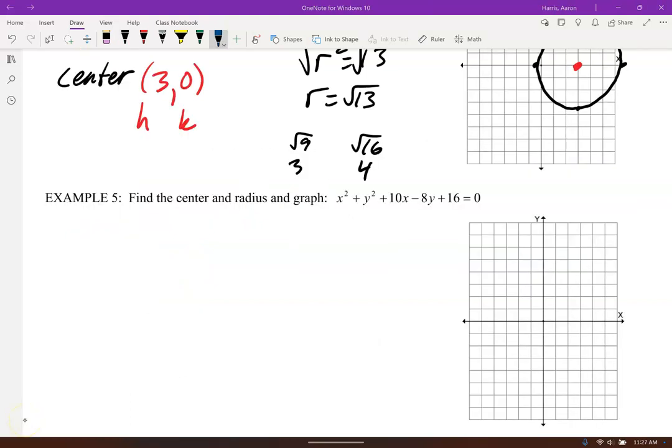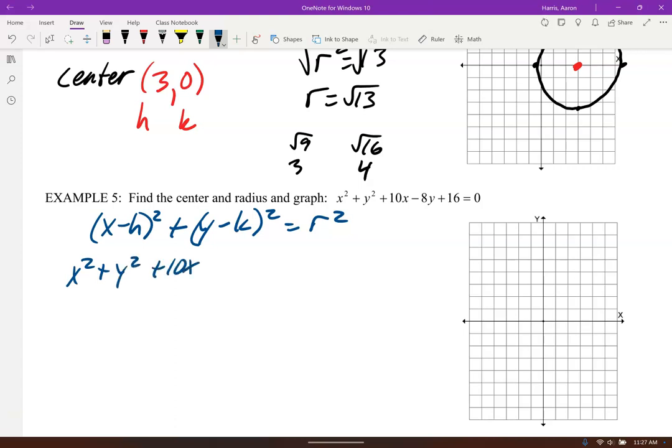So this one, notice this is kind of a mess. I want to have it in this form, and it's definitely not in the form x minus h right now. So what I'm going to do, let me go ahead and write it. x squared plus y squared plus 10x minus 8y plus 16 equals 0. What I have to do is complete the square here to put it in this form.